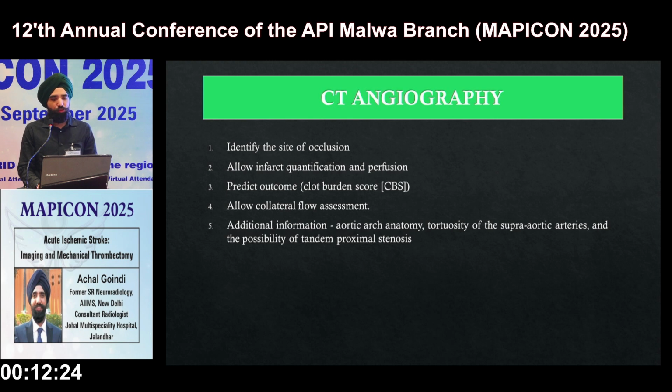Then the next imaging modality we use is CT angio, which is perhaps a very important modality to decide whether one should go in for an endovascular approach or a mechanical thrombectomy. What a CT angio helps us in is identifying the exact site of the thrombus, which vessel is involved, whether it can be approached through the endovascular route, and whether the clot can be retrievable or not. All of this information we can have a fair amount of idea about with the help of CT angiography.